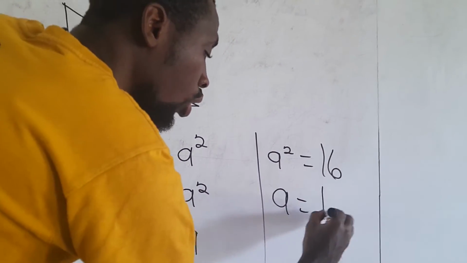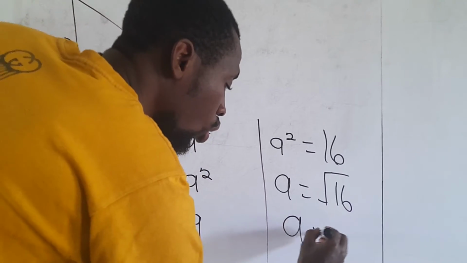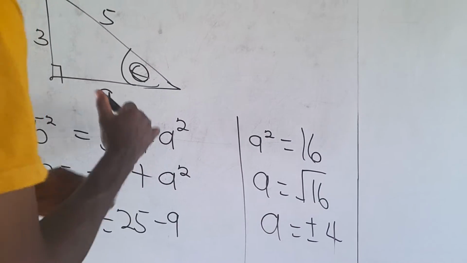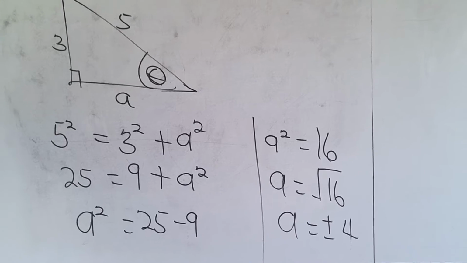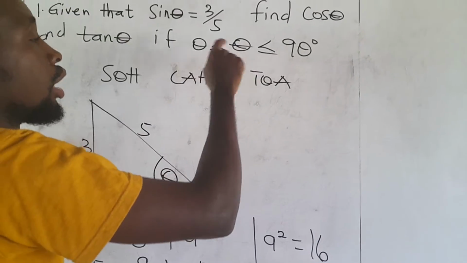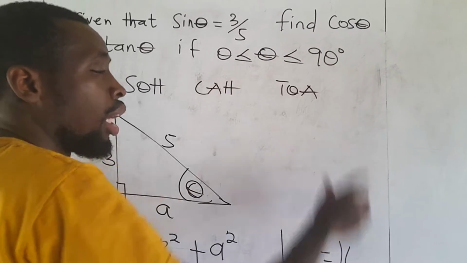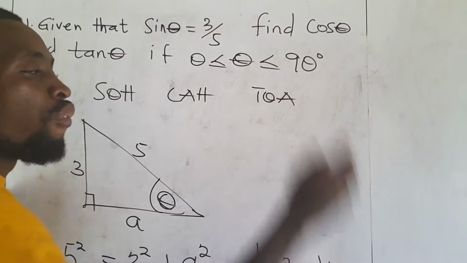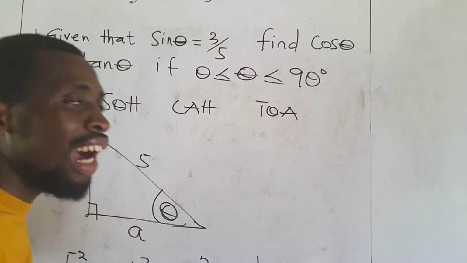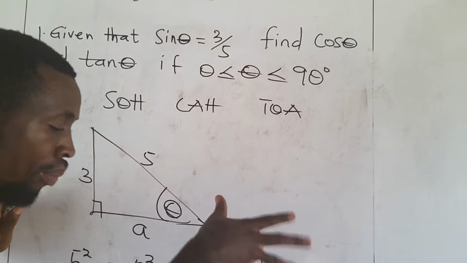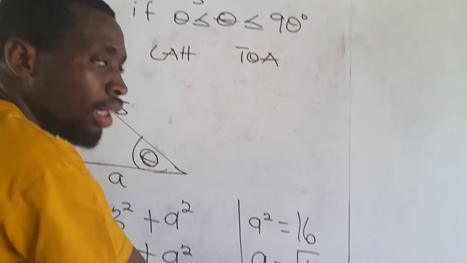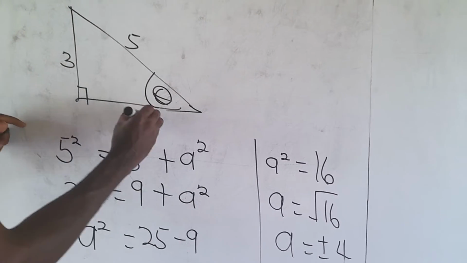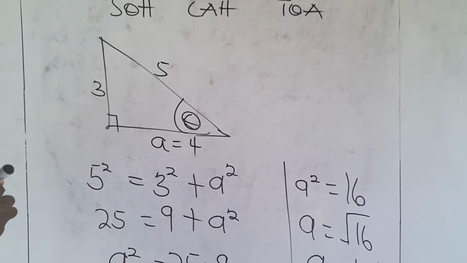So A will be equal to the square root of 16, and A will be equal to plus or minus 4. That's the square root of every number is plus or minus that number. However, they say theta is greater than or equal to 0 but less than or equal to 90. This implies that theta is found in the first quadrant, and in the first quadrant, all the trig ratios are positive. So the negative aspect may not be necessary in this case. So we can say our adjacent is 4, since all are positive.